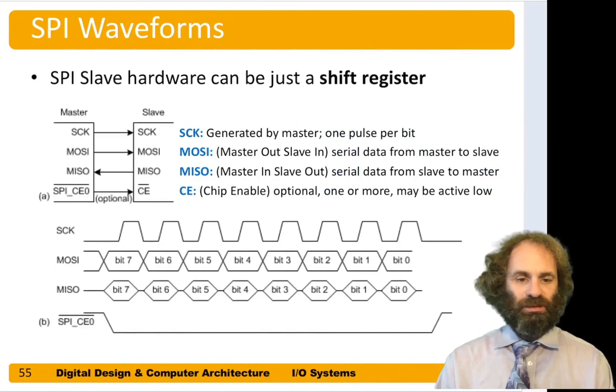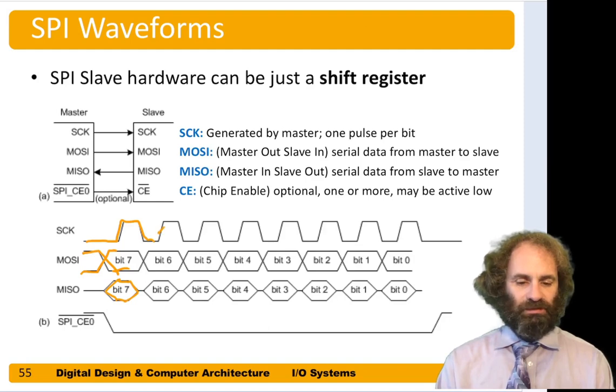So one of the beauties of SPI is the slave hardware can just be a shift register. The master will generate the clock, and it will send this master out slave in. So before the first clock edge, it will put bit 7 on MOSI. On the rising edge of the clock, the slave will capture that bit, and the slave can also respond with its own data being sent back.